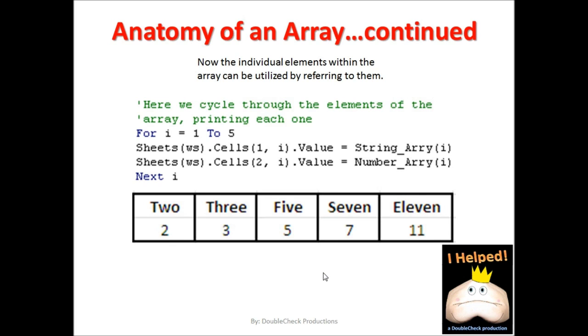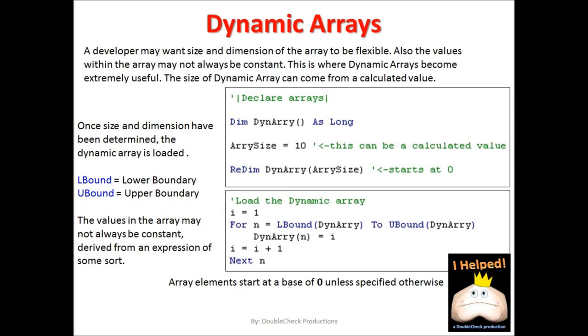So in this example, we worked with a static array, and we knew the size of the array, so we knew that size wasn't going to be changing, and we loaded the elements of it. We then took those elements and we pulled them and printed them using this for next loop.